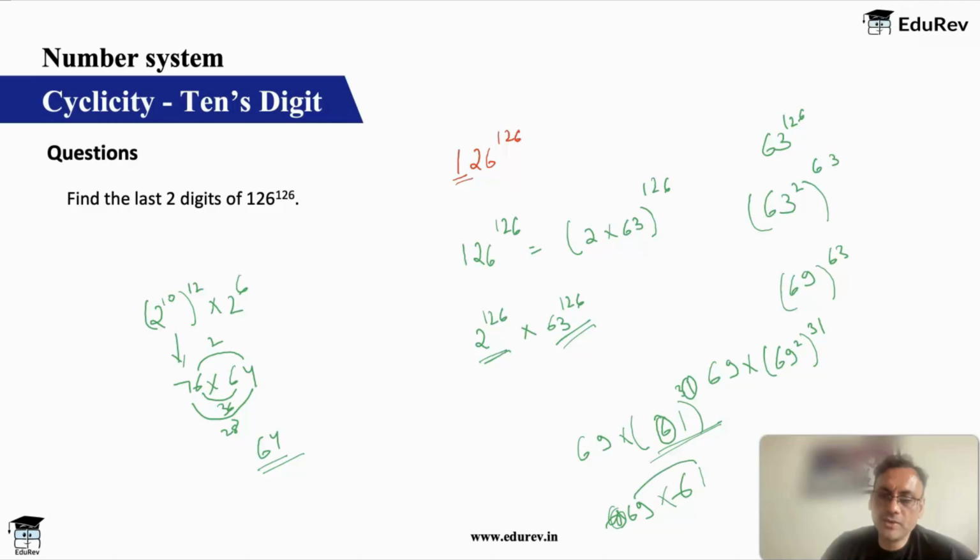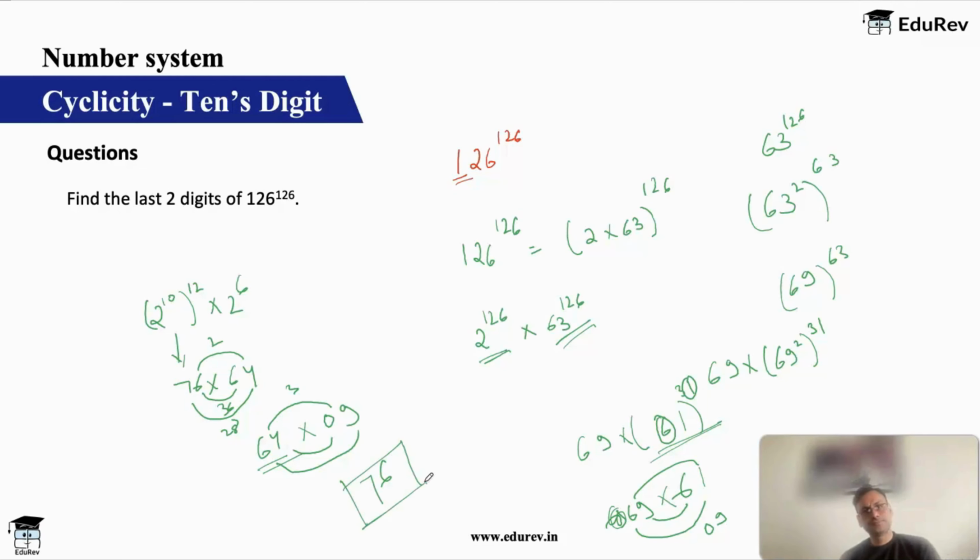Okay, so 9 into 1 is 9, then 6 into 1 is 6, and 9 into 6 is 54. 54 plus 6 is 60, so 0, so 09. So 64 into 09. So that gives me 9 into 4, that is 36, then 3 carry. So 9 into 6 is 54, and this is 0. So 54 plus 3, 57. So your answer is 76.